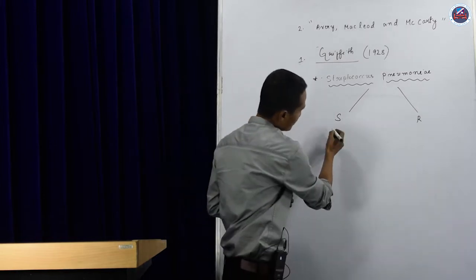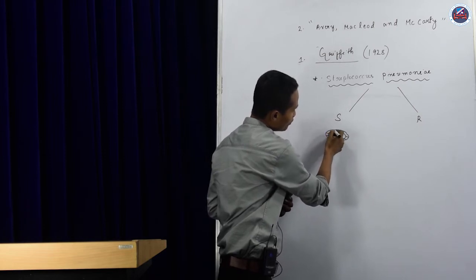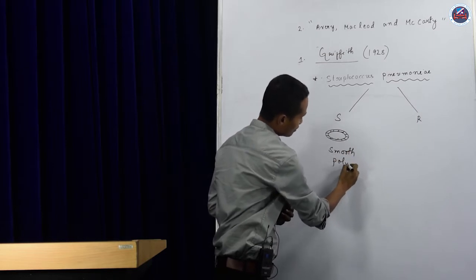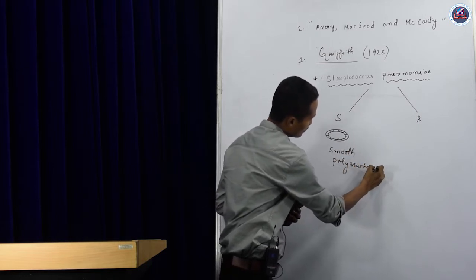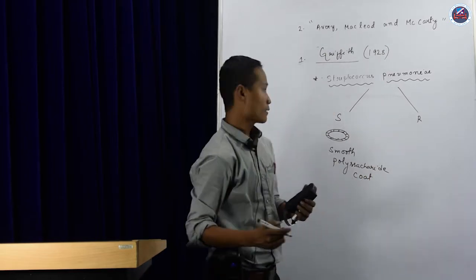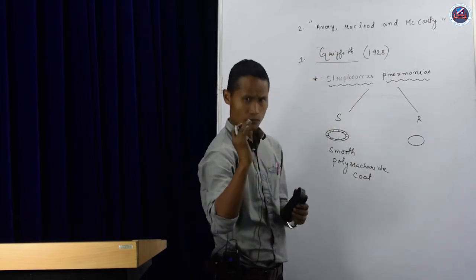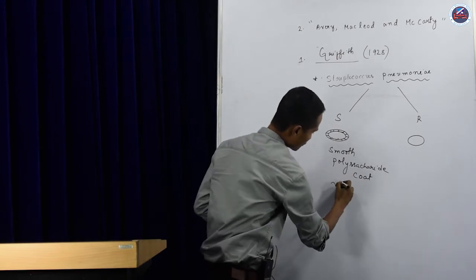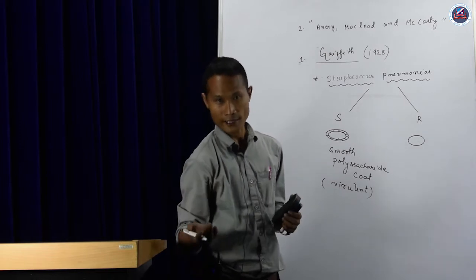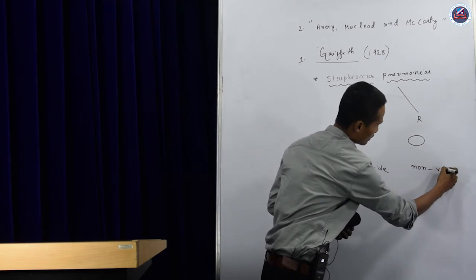Now the S strain has a special kind of smooth polysaccharide coat, whereas the R strain doesn't have it. The S strain is considered virulent, which means it can cause death to an organism, whereas the R strain is non-virulent. It means that it is not harmful.